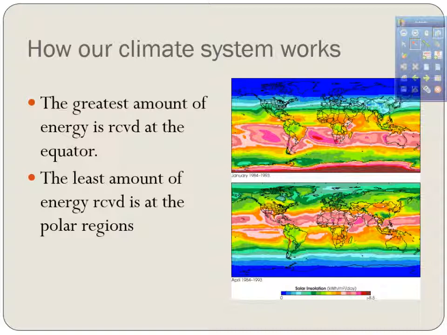Okay, so how our climate system works. Just as a refresher from your last video, the greatest amount of energy is absorbed from the sun at the equator, and the least amount is absorbed at the poles, and so you have to move energy north and south through the Coriolis effect. Remember, the Coriolis effect is simply that the liquid is going to turn as it moves north or south, because the equator is spinning around faster than the north or the south pole.